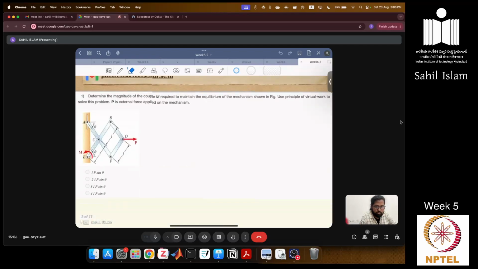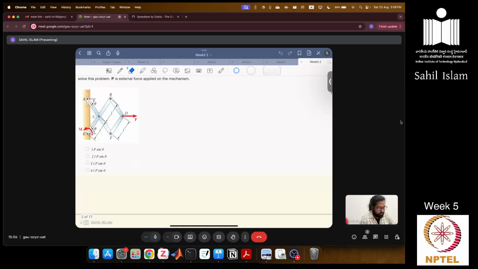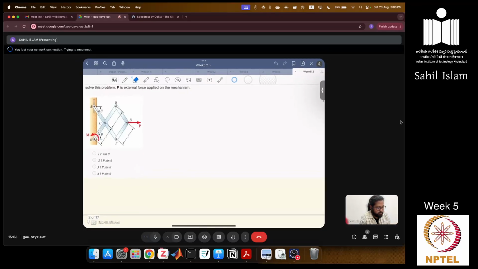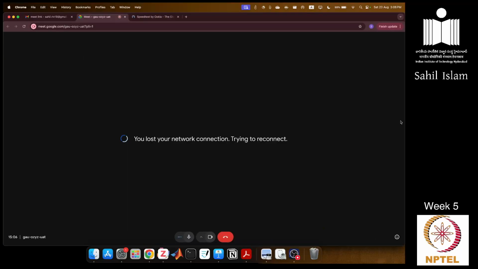So today let's start. The question is: determine the magnitude of the couple M required to maintain the equilibrium of the mechanism shown in the figure. So which is this couple M that is required? We use the principle of virtual work to solve the problem. Let P be the external force applied on the mechanism.